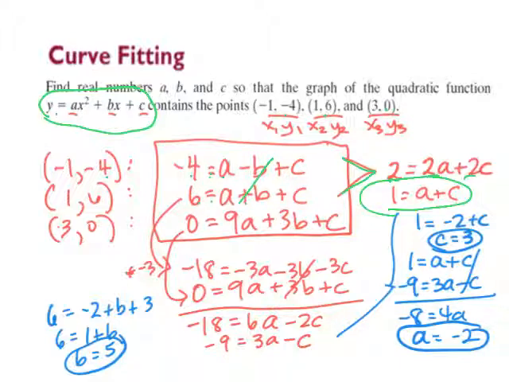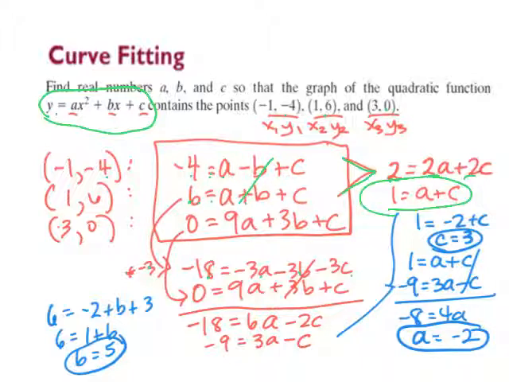I actually wanted to eliminate the b, so I multiplied the second equation here times negative 3. So 6 times negative 3 is negative 18, minus 3a minus 3b minus 3c. And now I was able to add it to the third equation, which I just rewrote.